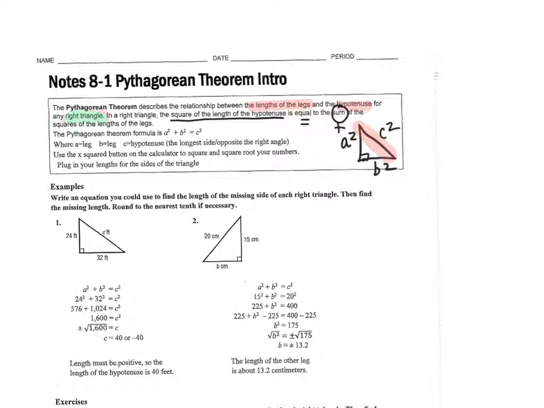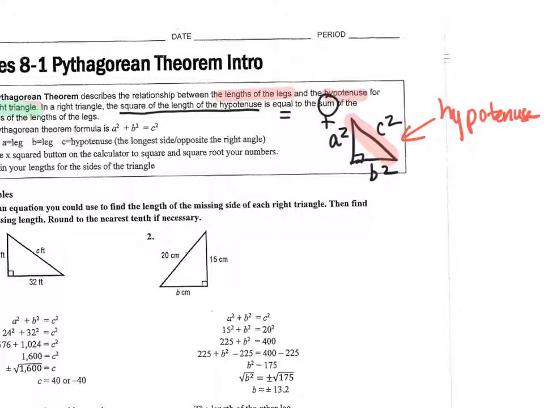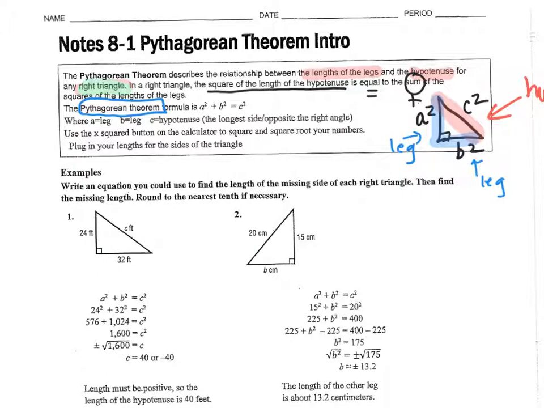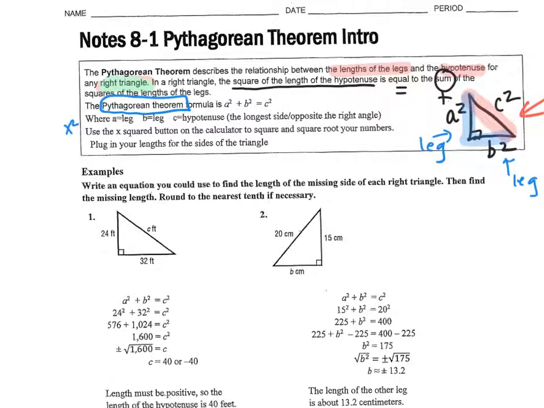This is always your longest side. That's your hypotenuse. And it's always directly across from the right angle. Okay, that's the hypotenuse. And then these other two here, they call those legs. So leg, leg. Okay, so then we end up with this formula, the Pythagorean Theorem formula: a squared plus b squared equals c squared, where a is the leg, b is the leg, c is the hypotenuse, or the longest side opposite the right angle.